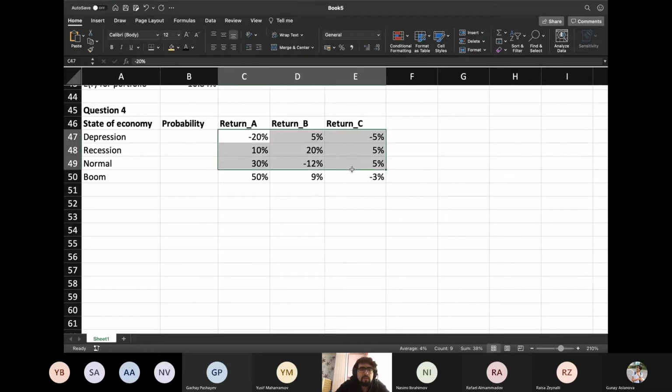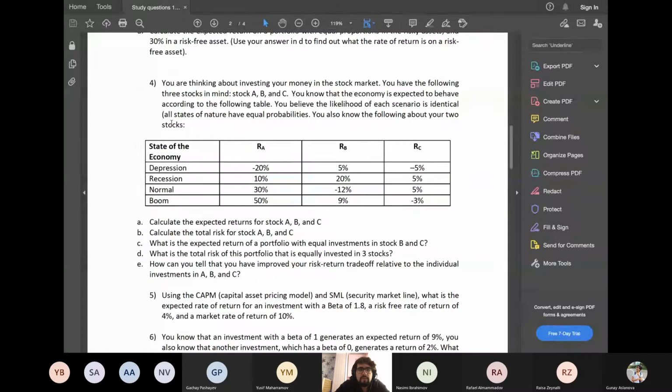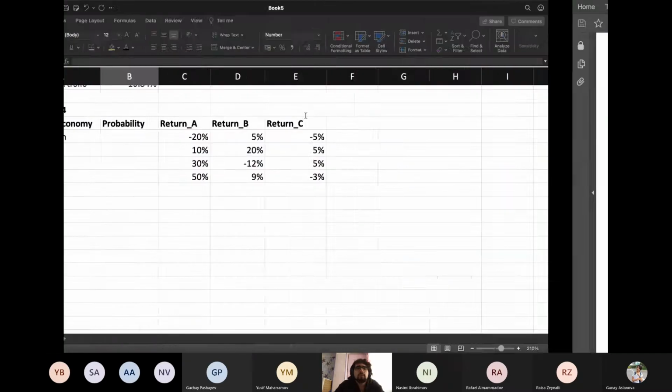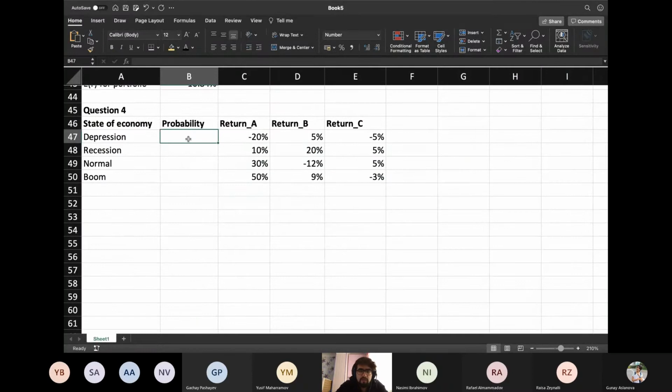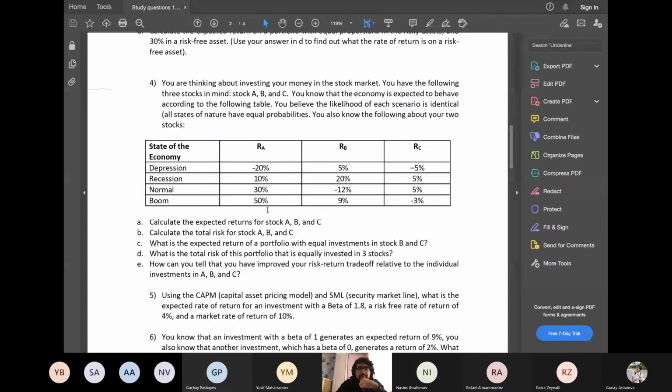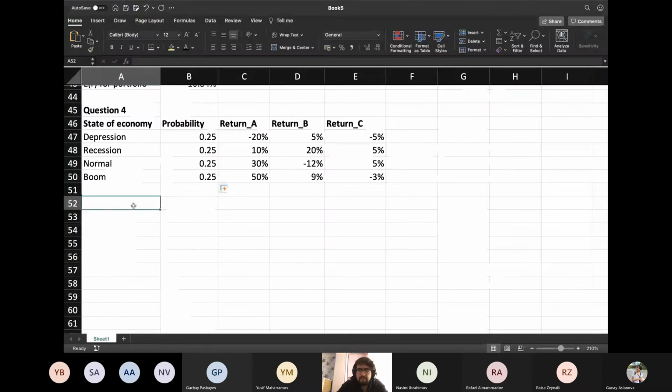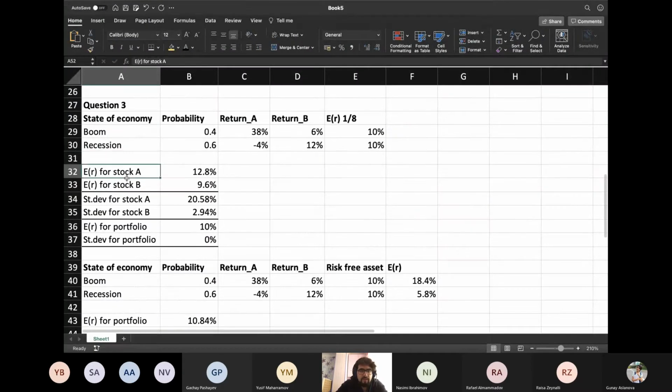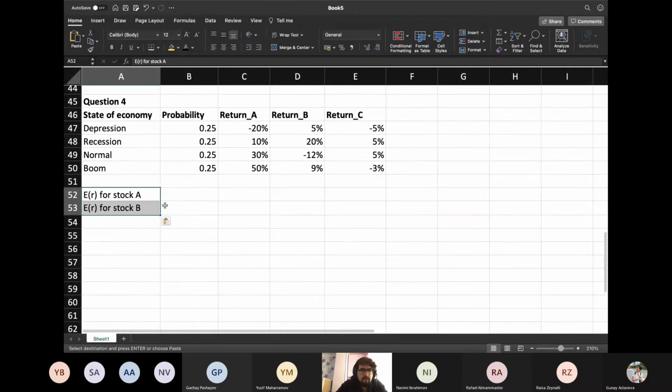They are the returns. Coming to probabilities, all states of nature have equal probability. So we have 4 states of nature. They have 0.25 for each probability. Calculate the expected returns for stock A, B, and C. Again, expected return for stock A, B, and C.